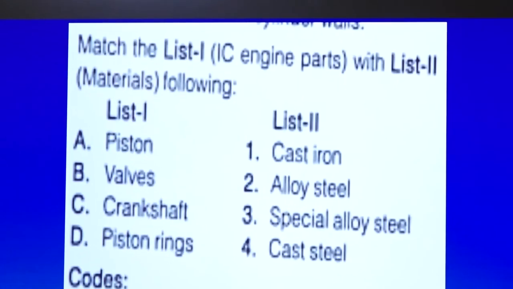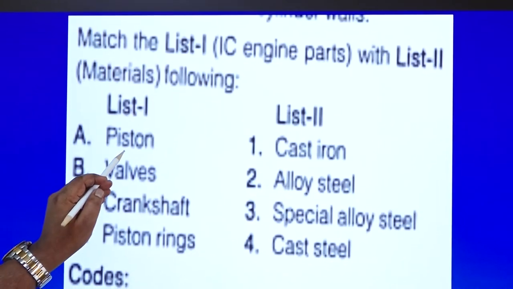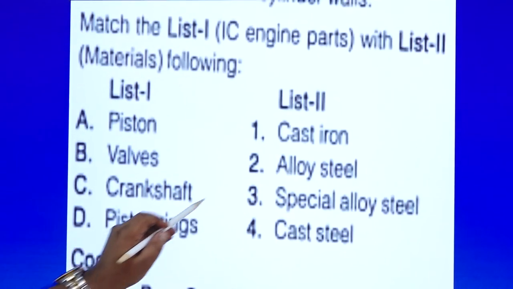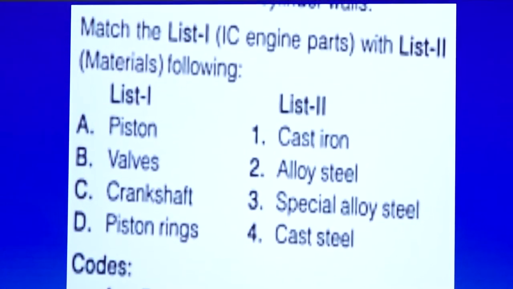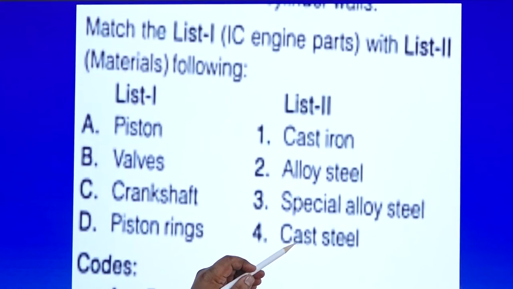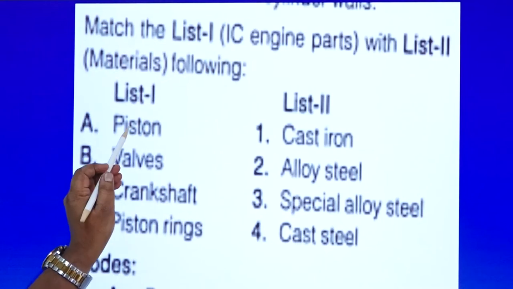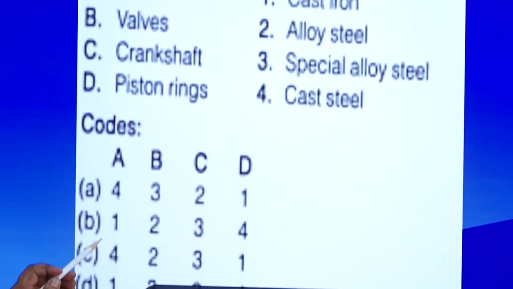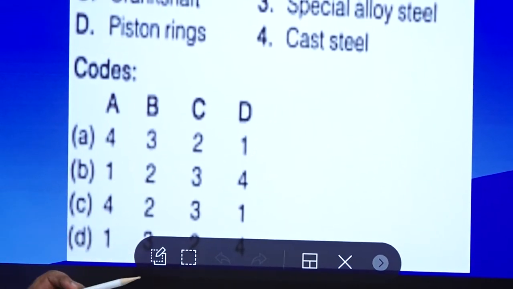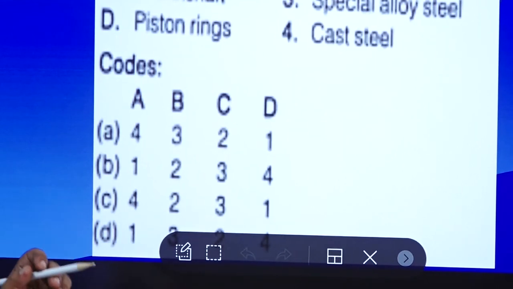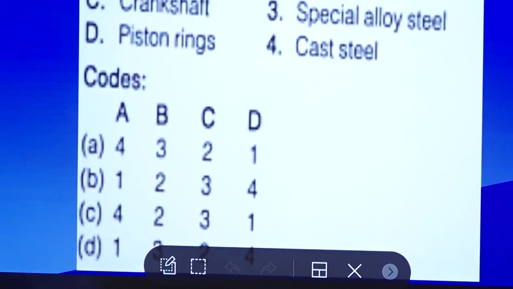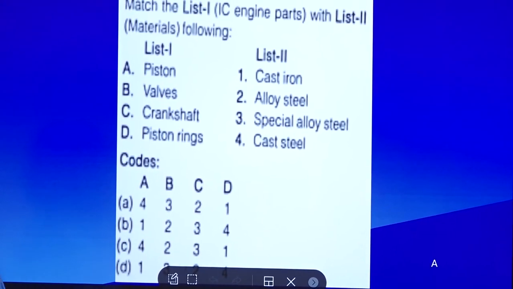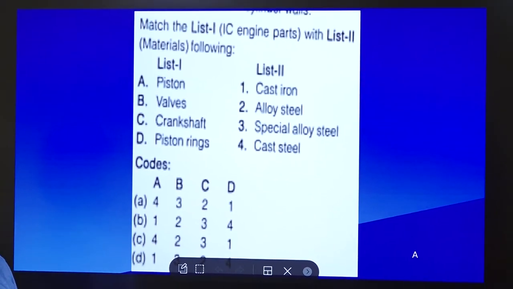So you can see here: piston, valves, crankshaft, piston rings. We have just seen that piston rings are made of cast iron, right? And the piston is made of some cast steel. So for A you can see the answer 4, and you have two options. The main key to success in this type of question is elimination. You have to eliminate the wrong answers. It is very important in these kinds of objective type exams.